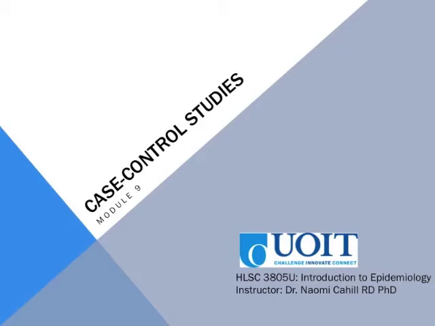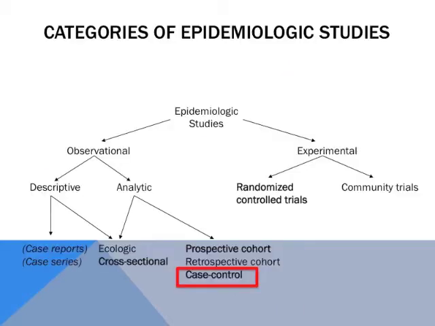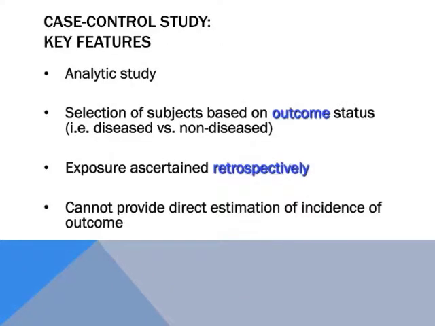This second lecture in Module 9 focuses on case control studies. By now you are familiar with this schema. Case control is a type of analytic observational study. Unlike cross-sectional studies, where the exposure and outcome are ascertained simultaneously, subjects are selected based on the outcome of interest, and then past exposure is measured.